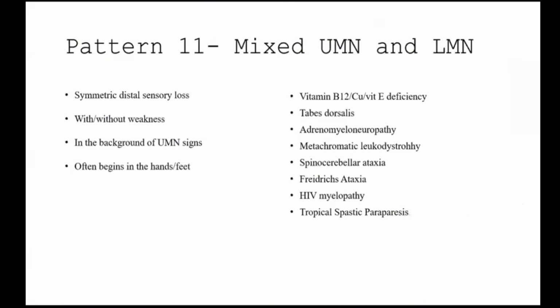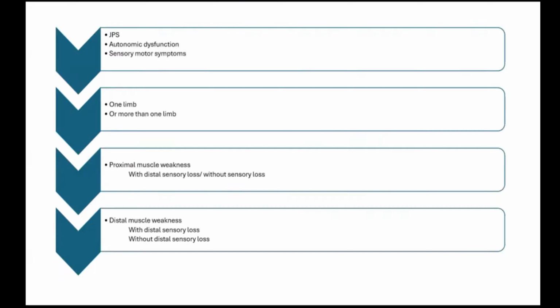So the last pattern is mixed pattern. So mixed upper motor and lower motor. So the patient will have both upper motor symptoms and lower motor symptoms. So here, the main differentials that we have to think of are vitamin B12 deficiency, spinocerebellar ataxia. In spinocerebellar ataxia, there will be cerebellar signs, pyramidal signs with neuropathic pattern. And there are some others which are not very common.